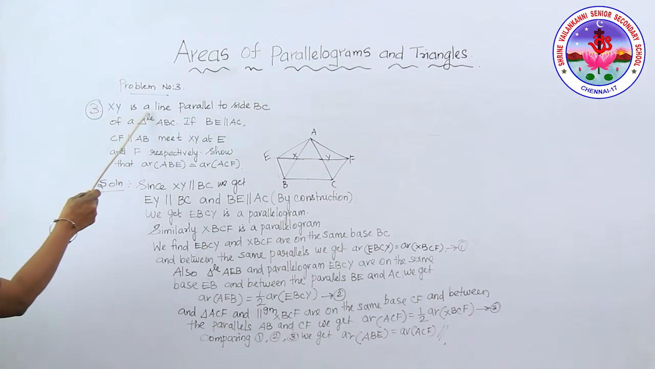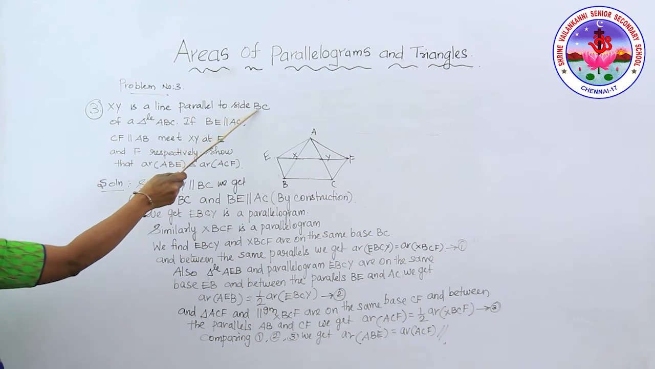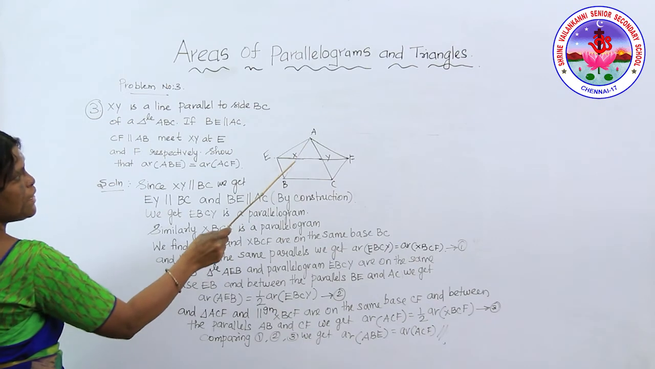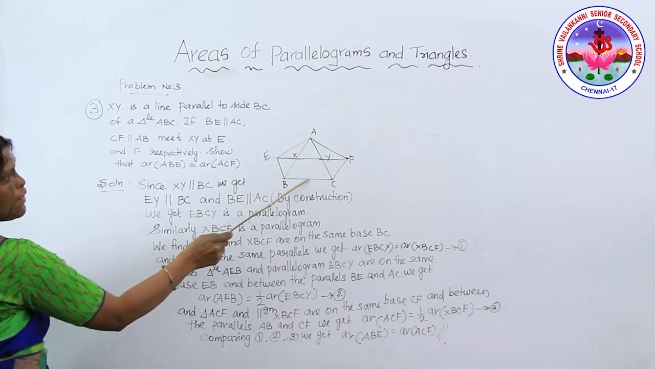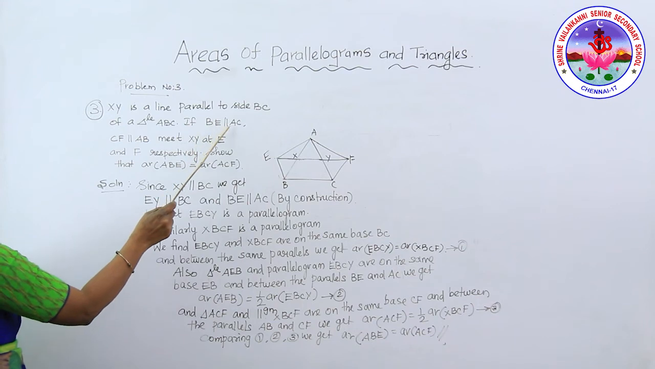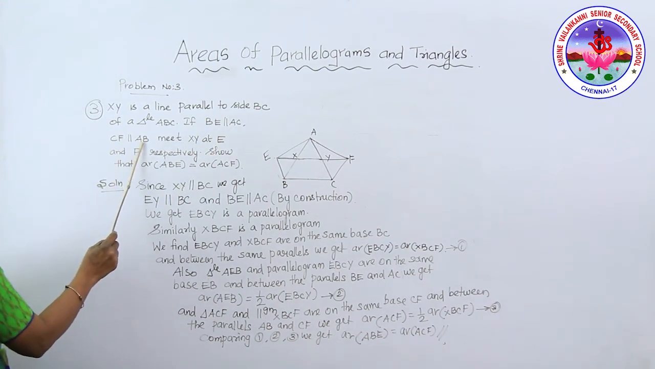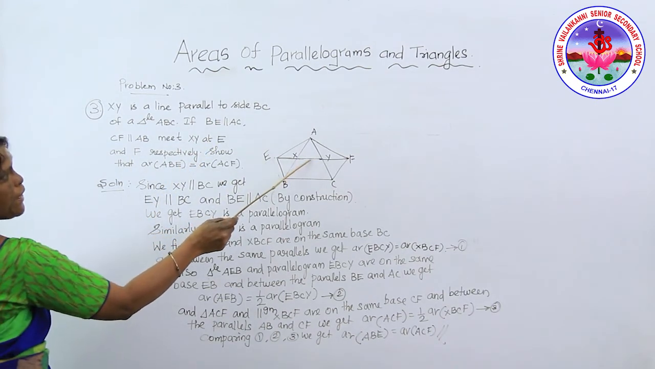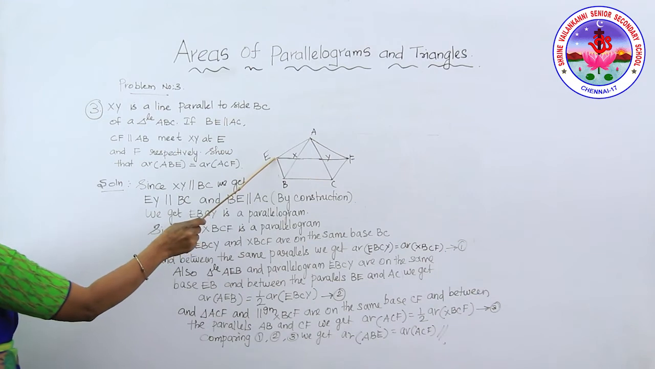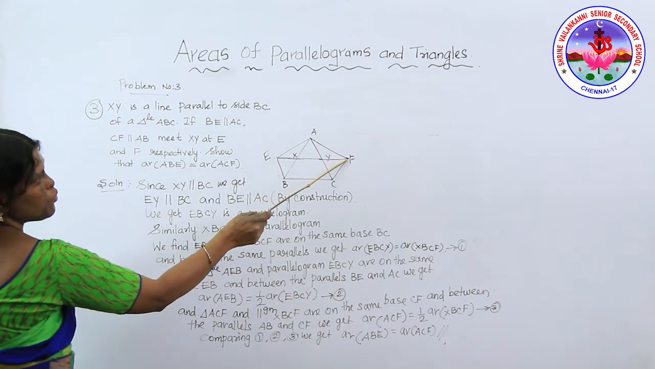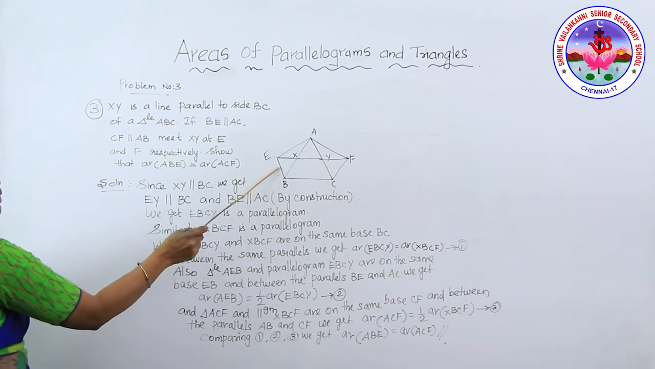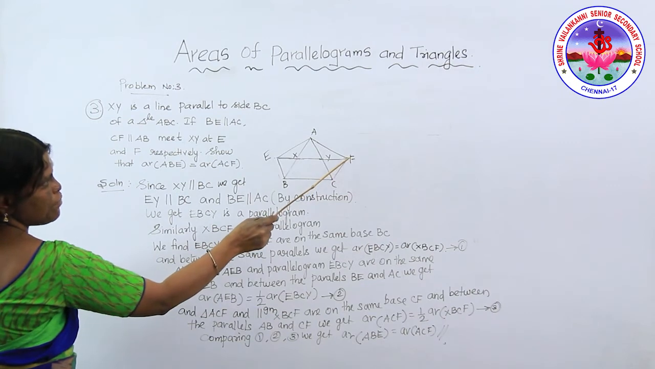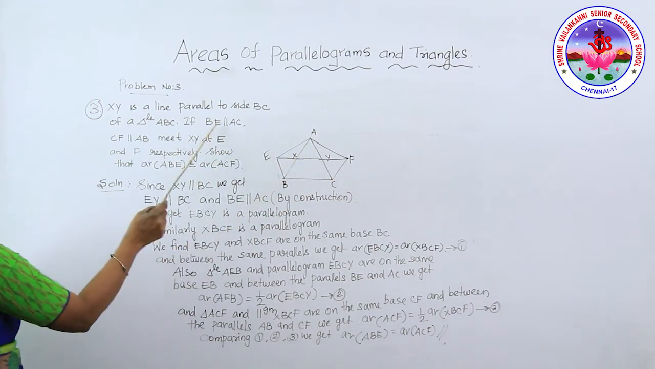Third problem, XY is a line drawn parallel to the side BC of triangle ABC. So in the given figure, he has drawn a triangle ABC. XY is a line drawn parallel to the base BC. If BE is parallel to AC, CF is parallel to AB, meet XY at E and F respectively. So here XY, this X has been extended to the point E and Y has been extended to the point F, such that we are joining BE. BE should be parallel to the AC line, and we are joining CF. CF should be drawn parallel to AB. So that's what he has written.